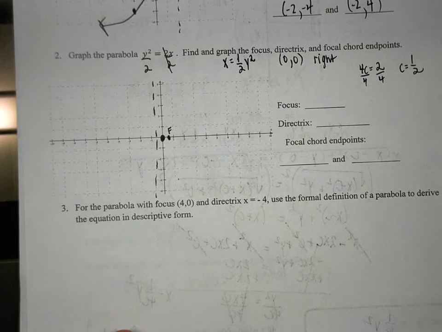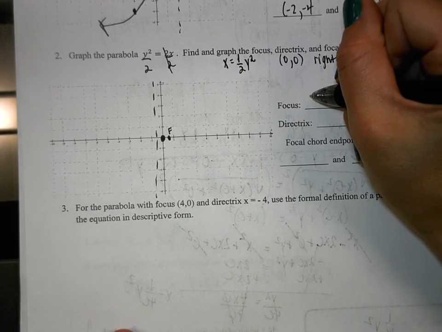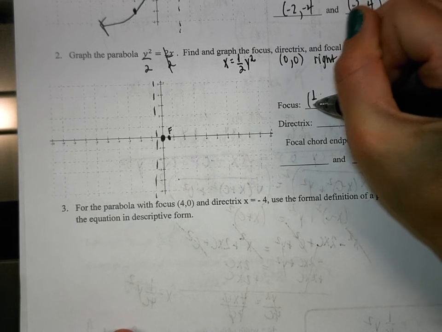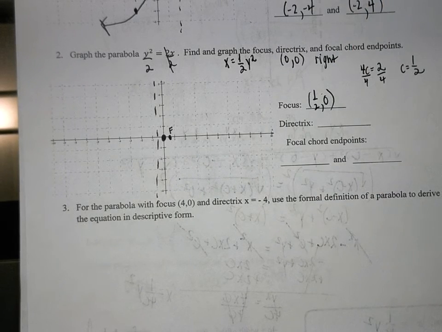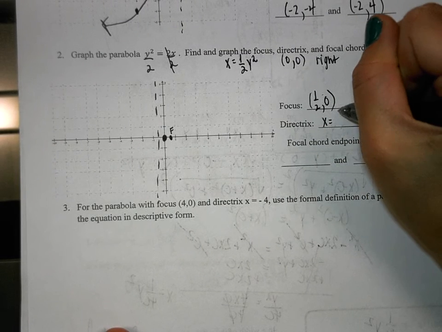Okay, so we can write these ordered pairs. What's the ordered pair for my focus? 1/2, 0. And my directrix is a line, and so that's going to be, good, x equals negative 1/2.